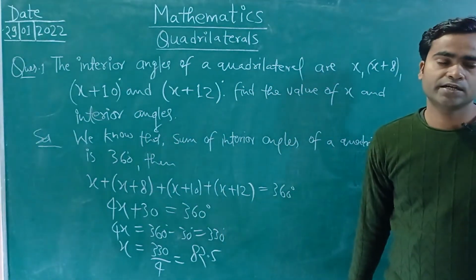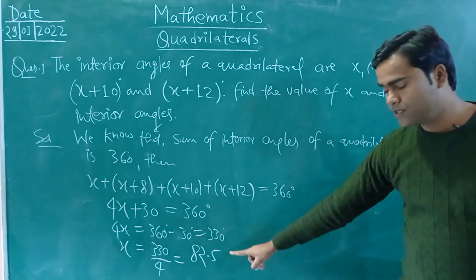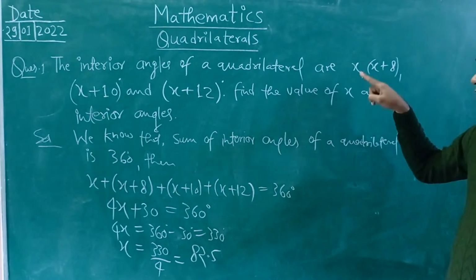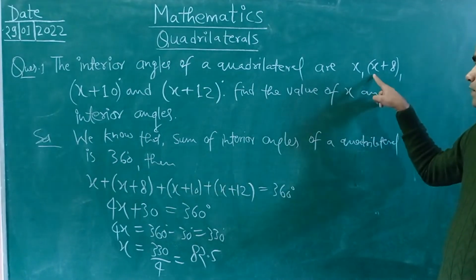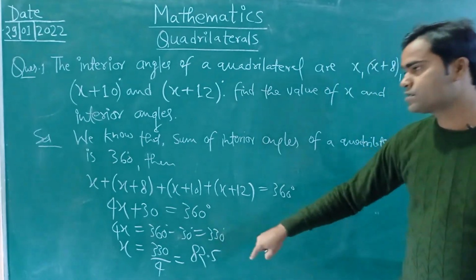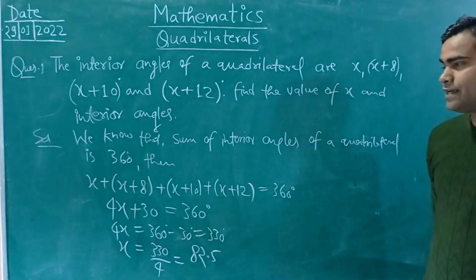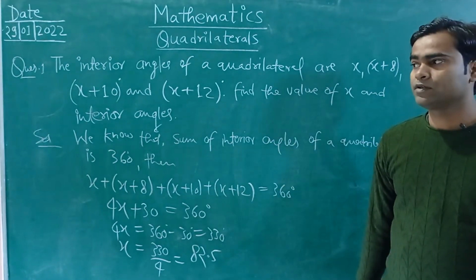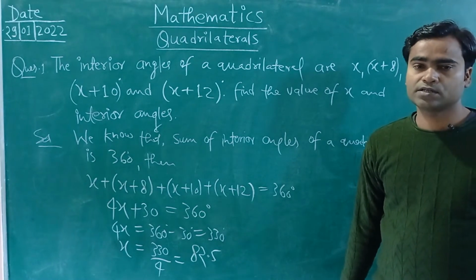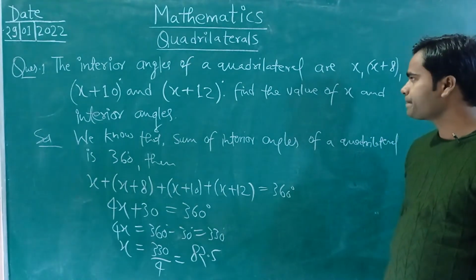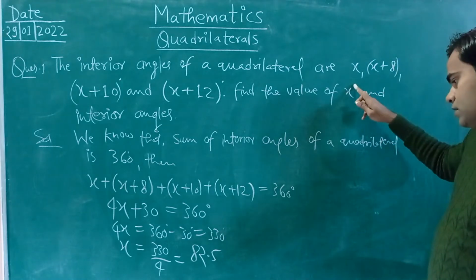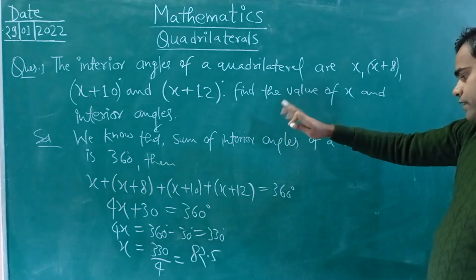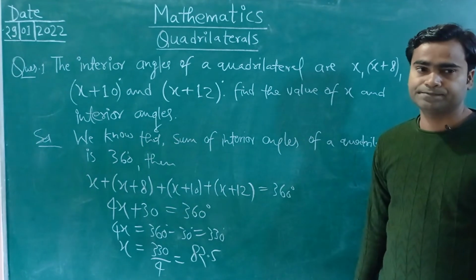So the first angle, that is x, will be 82.5 degrees, and the second angle, x plus 8, will be 82.5 plus 8, that is 90.5 degrees, and x plus 10 is 92.5, and x plus 12 is 94.5. So just write down by yourself and match the answers. The answers are 82.5, 90.5, 92.5 and 94.5 degrees.